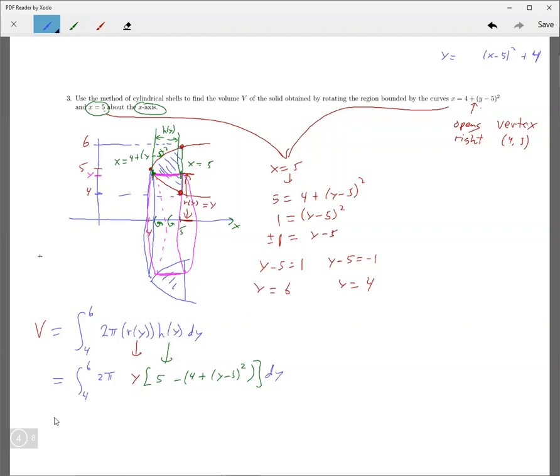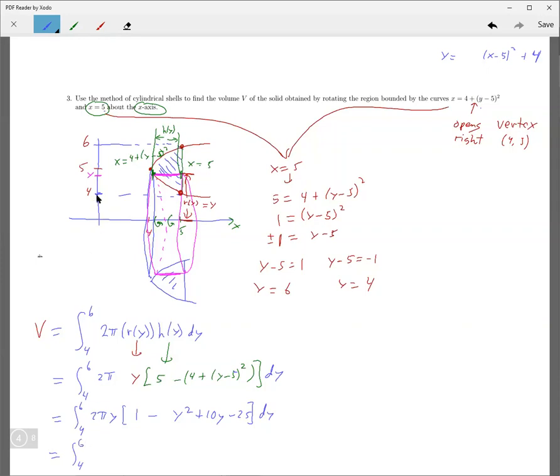Okay, so wow, this is really messy. So 4 to 6, 2 pi y, what is this? 5 minus 4 is 1. And then over here, all this is minus. If you expand this out, you get y squared minus 10y, but that's going to be plus 10y, and then plus 25, but that's going to be minus 25, because that's a 5 here, by the way. Okay, so integral from 4 to 6.